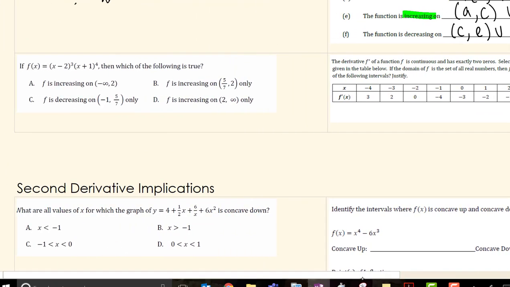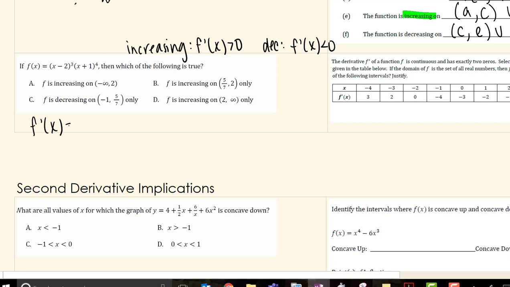If f of x equals x minus 2 cubed times x plus 1 to the fourth, then which of the following is true? We know that for increasing and decreasing intervals, the function is going to be increasing when f prime of x is greater than 0, right? If that derivative is positive, my original function is increasing. And we know that we are decreasing when f prime of x is less than 0. So let's get that derivative and figure that out. We are going to be using product rule on this unless you wanted to FOIL that all out. I highly do not recommend that. That's why we have product rule.